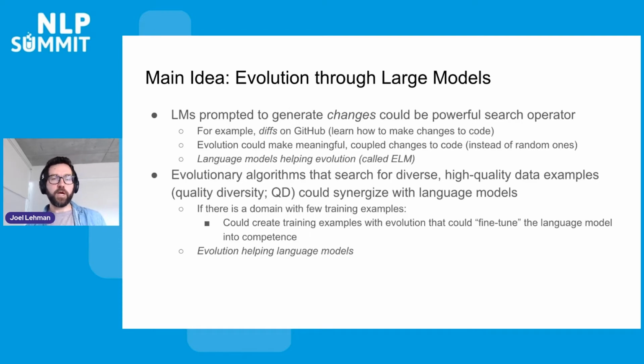And so the main idea of our paper is an approach called evolution through large models. And one of the key insights is that language models that are prompted or trained to generate changes could be a powerful operator for search.